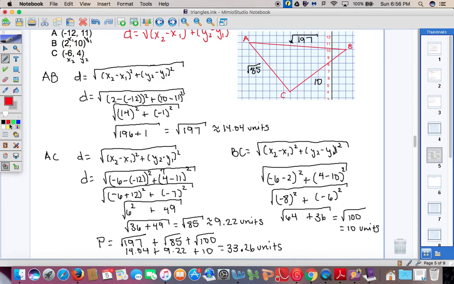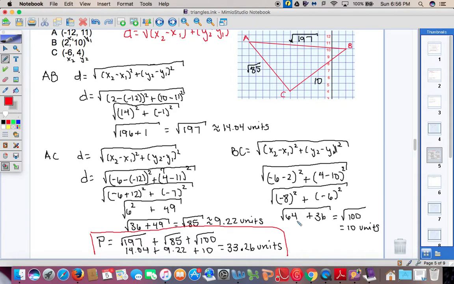Now, if we look at this, we can classify this triangle by the side lengths. None of our side lengths are the same, so this is a scalene triangle, because no side lengths are the same.